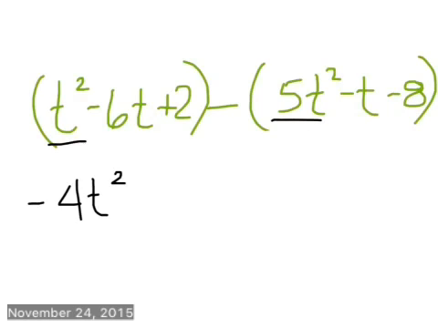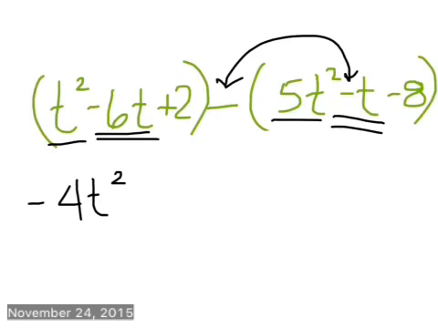Careful with your signs. What's negative 6t minus negative 1t? How'd you get negative 5? Minus in front of the t turns into positive. Yep, these two right here work together to make it a positive. So I'd have negative 5t. And what is 2 minus negative 8? 10.